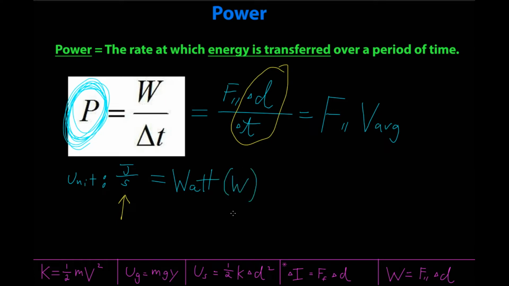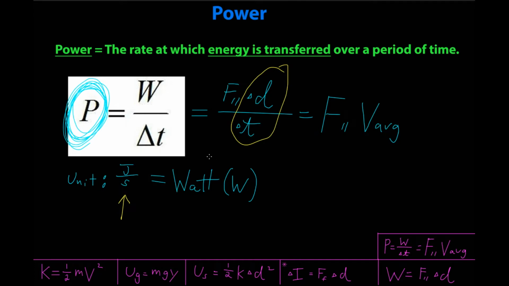abbreviated W. Not to be confused with work, because work is a label and watt is a unit. So at least for a while, I actually recommend you use joules per second just so you can see the cancellations. But if power is ever given to you for a problem, it is almost always going to be given to you in watts. I'll put the equation in the corner here so we can reference it. And there's one more thing that I would like to show you.